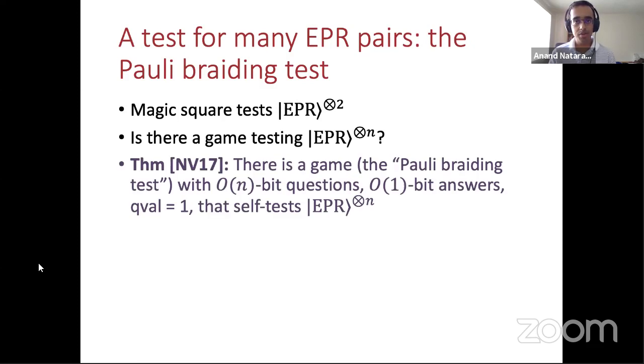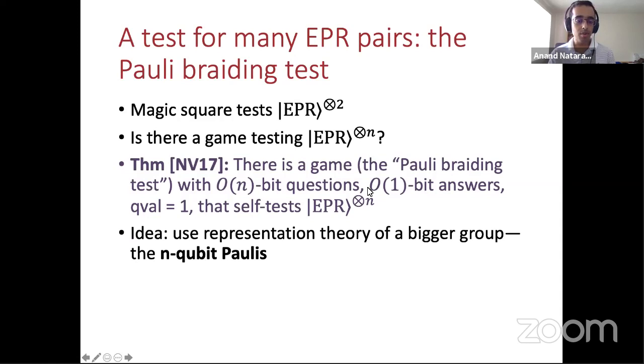First let me tell you what the result is for this Pauli braiding test. The Pauli braiding test is a game, just like the magic square game, but with the following properties. In the magic square, everything was constant size. Here, the questions that the verifier will send to the provers are now on the order of n bits long. The provers will still respond with answers that are on the order of 1 bit long, so a constant number of bits. And this game has quantum value 1. So there's a quantum strategy that succeeds with probability 1, and it's a robust self-test for n copies of the EPR state. So if the provers succeed with probability 1 minus epsilon, then the state is close, by some function of epsilon, to having this form.